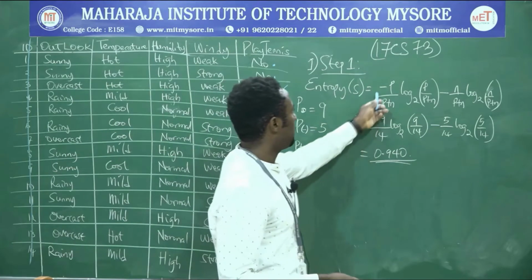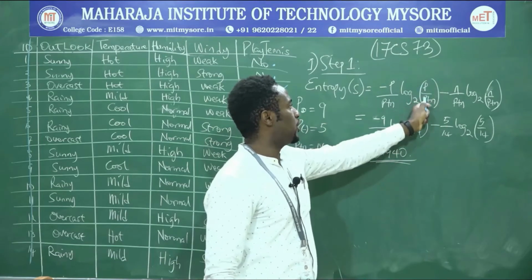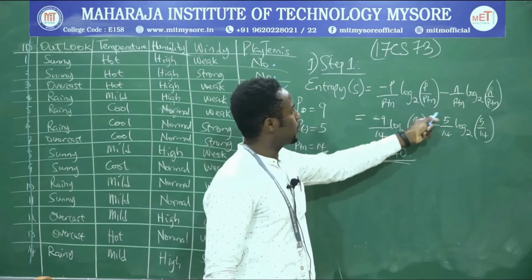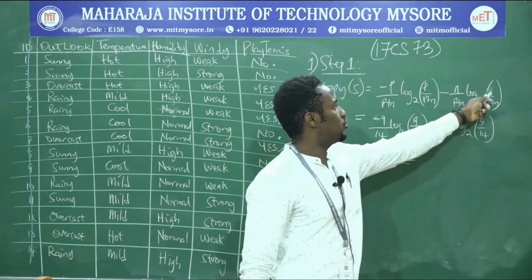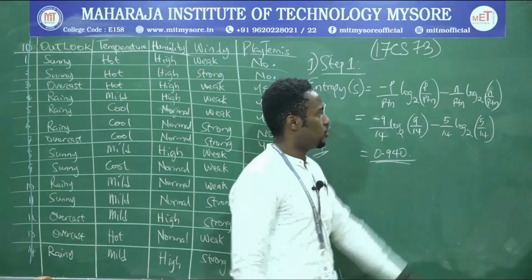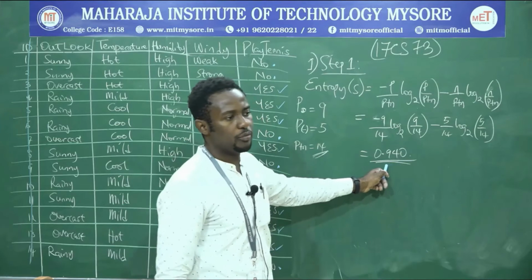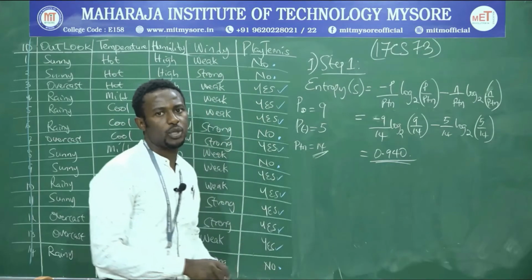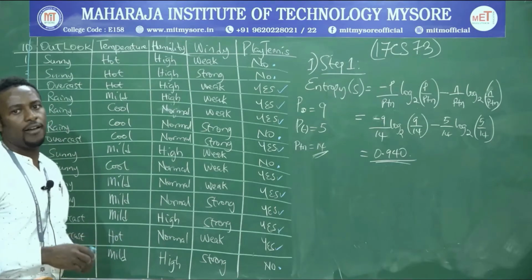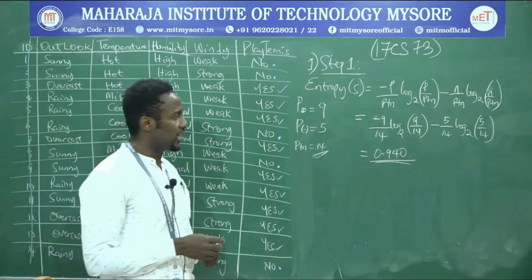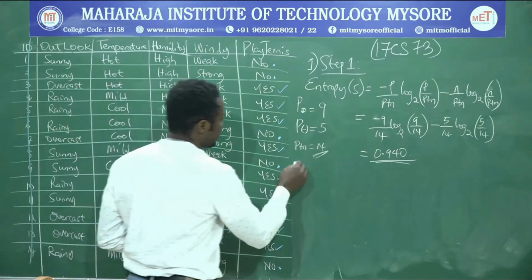So we have minus p upon p plus n into log base 2 of p upon p plus n, minus n upon p plus n into log base 2 of n upon p plus n. We solve this, and then we get 0.940. Now, please remember, this is the entropy of S. So what do we have to do next? According to the algorithm, we now move to step 2.